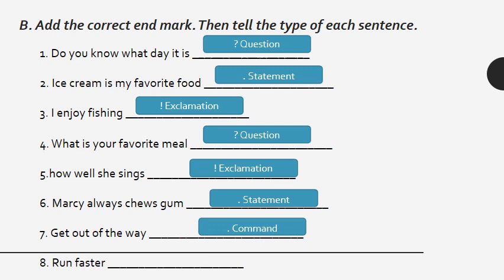Excellent. Last one but not least, eight, run faster. I'm telling someone to do something, so I'm giving him an order. Run faster. And it starts with the verb, so it is a command also. Excellent. Then I must add a period. Then I write a command.